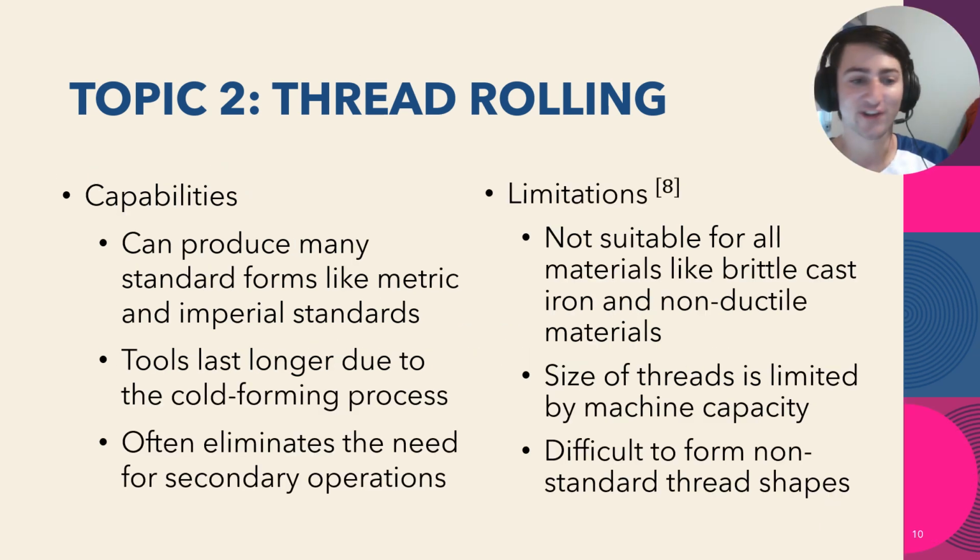For capabilities, it can produce many standard forms, like metric and imperial standards, it just depends on those moving dies you use. And they also last longer because it's a cold forming process. And it often eliminates the need for secondary operations because it's ready to go how it's designed.